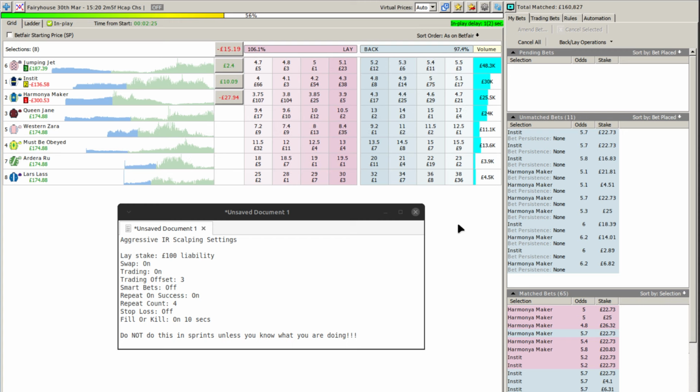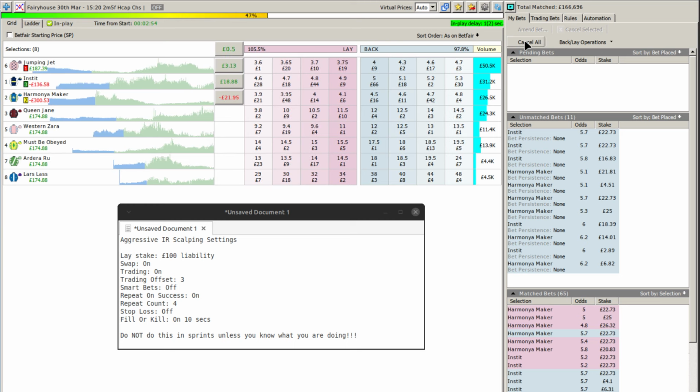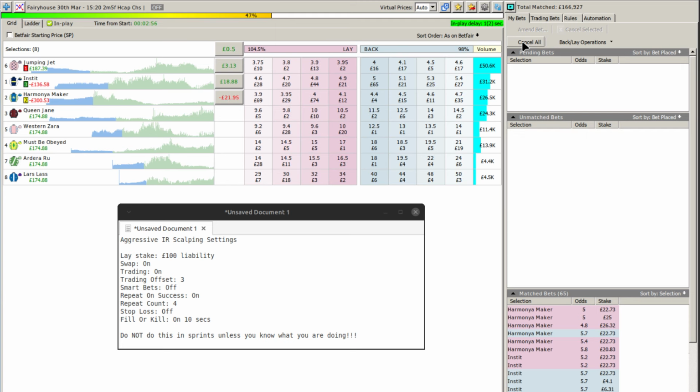So anyway, as we approach halfway round, you can see that the green up position is becoming a bit more reasonable. And we'll shortly get back into the green. But then it starts to stagnate a little bit. But I'm looking at the right hand side. I'm looking to think about trading out fairly shortly. And I'm going to do that by essentially cancelling the back bets that are there already.